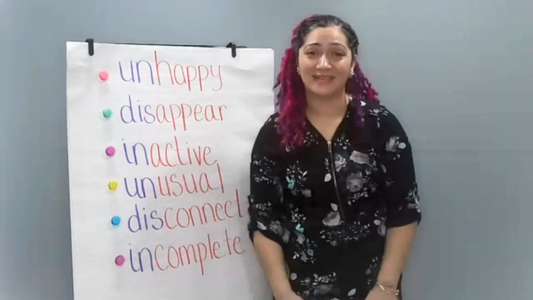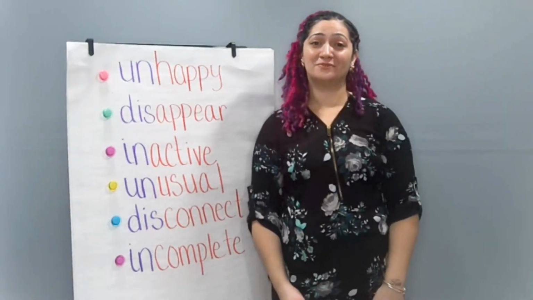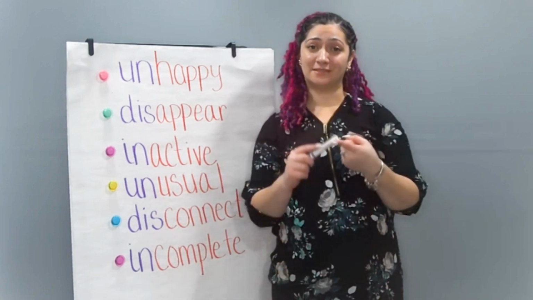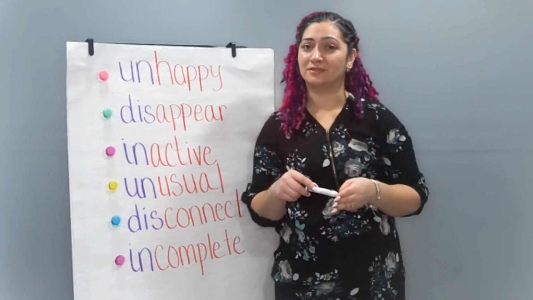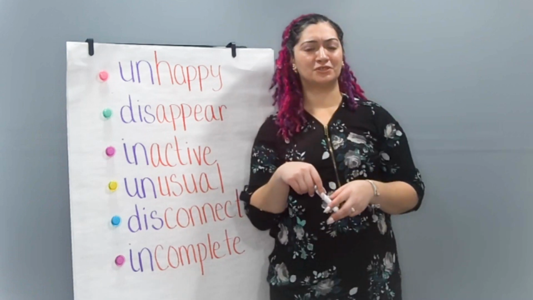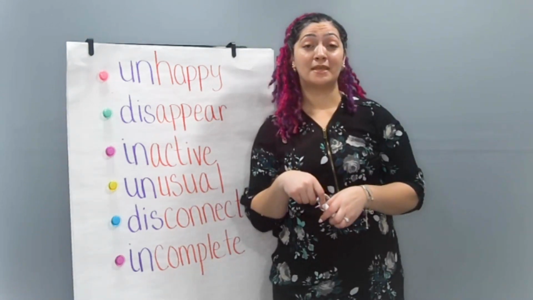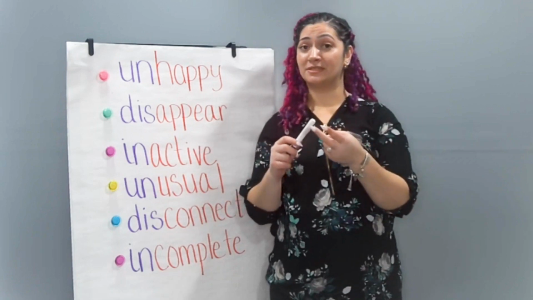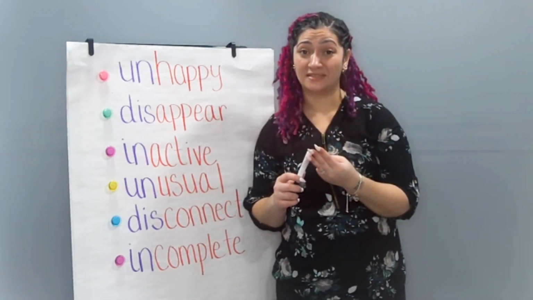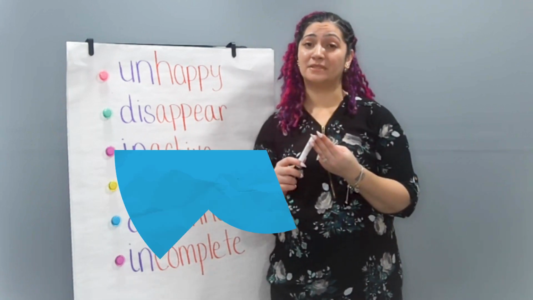Nice work today, scholars. We practiced writing words with the prefixes dis, un, and in. I want you to keep practicing those words and see if you can find some in the books you're reading at home. Maybe they give you clues into what the word means. Because remember, dis, un, and in can mean not or the opposite of.